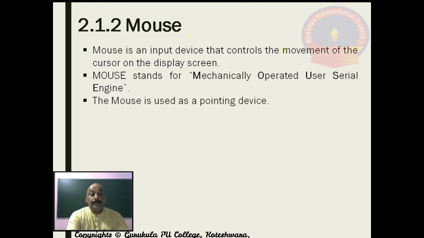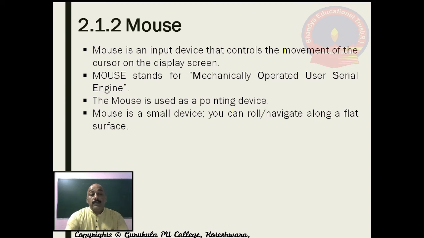Mouse is also used as a pointing device. To highlight here also I am using the mouse, the mouse cursor. It points anywhere, and for that purpose also we use it. Now the mouse is a small device which can roll or navigate along a flat surface. You should have a flat surface where I am rolling or navigating, and at that time the cursor movement will be there. Now here you see, I am drawing one. As I am moving, this design comes. Correct?